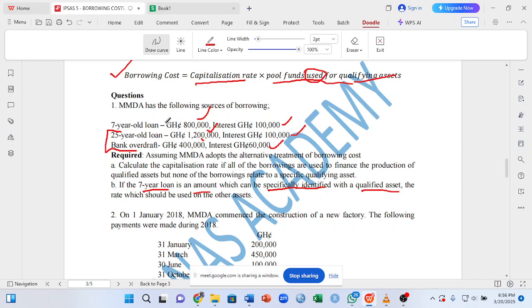It's no different from the first one. What I wanted to say was, suppose the B came before the A. Were we going to ignore the 7 year loan in the calculation of the capitalization rate? Exactly. You're going to ignore it. Okay, thank you. You're welcome.